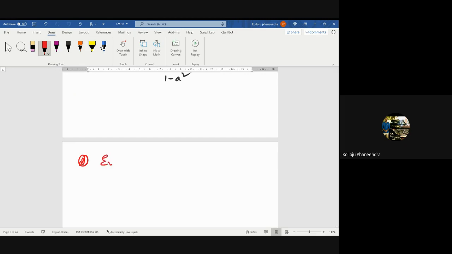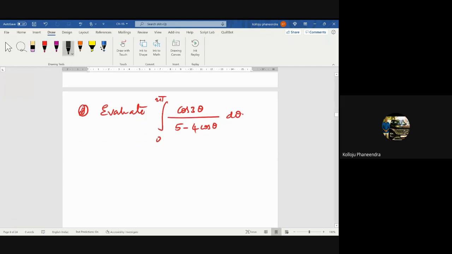Evaluate the integral from 0 to 2 pi of cosine 3 theta by 5 minus 4 cos theta d theta. To evaluate this, in the textbook it is given in another way, but I will tell one short technique. It's simple. Time is there, 20 minutes. That's enough for me. Now, put e power i theta equal to z.